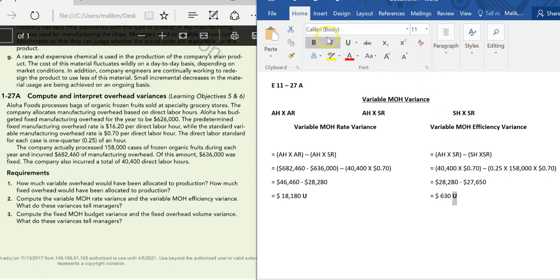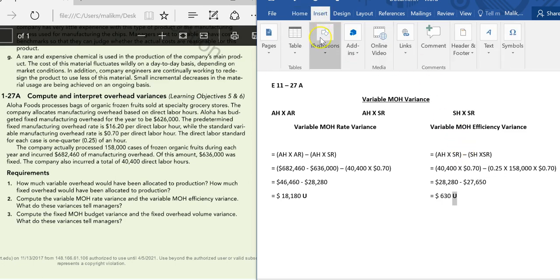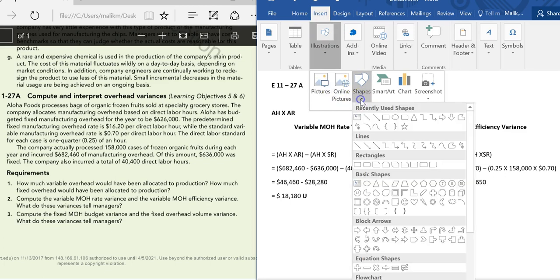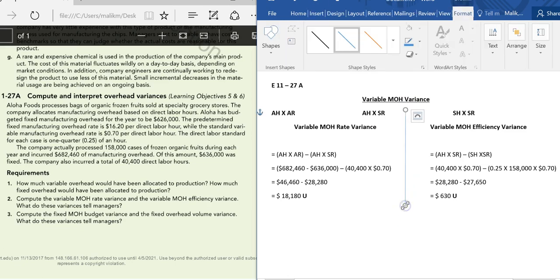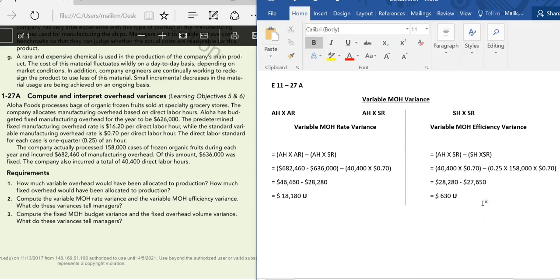And this is how you can calculate your variable manufacturing overhead variance. Again, I prefer to use these boxes and to show it like this. If you want, you can also use the same thing. Now we're going to calculate the fixed manufacturing overhead variance, and this one is actually a little bit different. So now let's try to calculate it.